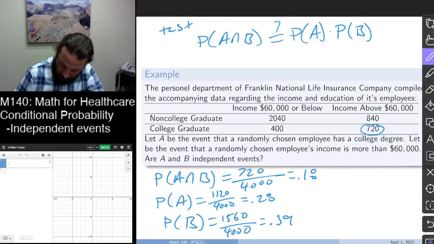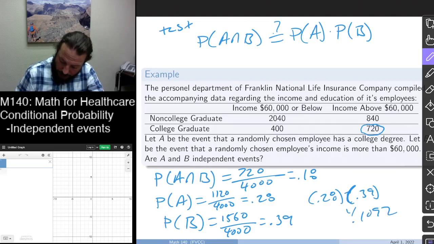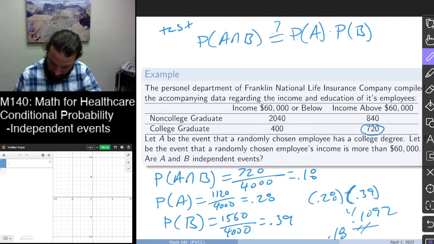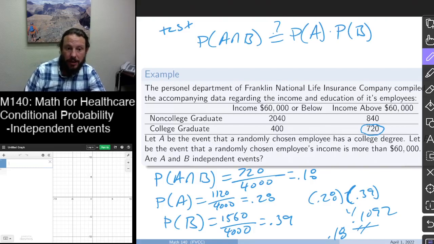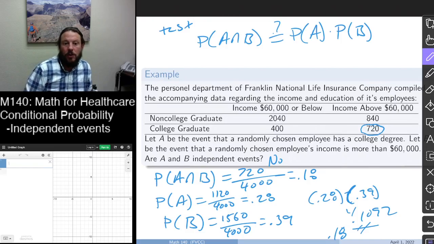And then we check. Okay, our test is 0.28 times 0.39 equals 0.1092, not equal to 0.18. All right, so we would say that these events are not independent. The probability changes, and we just used a test for that.